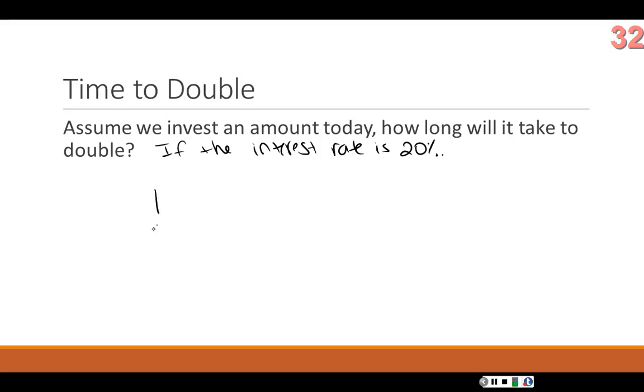So we're wanting to deposit some amount today. The amount that we deposit is arbitrary. It doesn't matter. We're just wanting to know how long it takes to double. So we can say, how long does it take for $1 to turn into $2? So we have our $1, and we're wanting to know how long does it take for that to turn into $2 if our interest rate is 20. Now for calculator purposes, we would put the dollar in as a negative because that's money that we would no longer have access to.